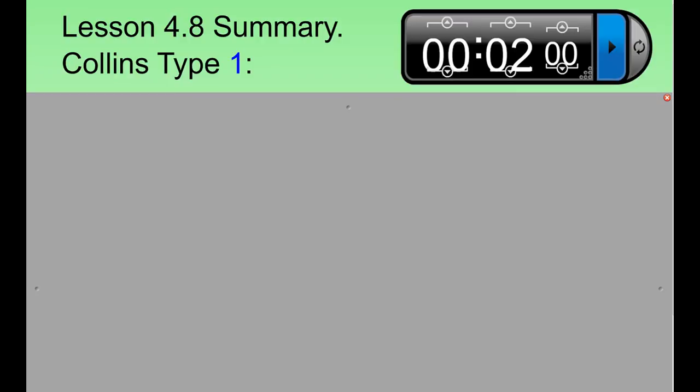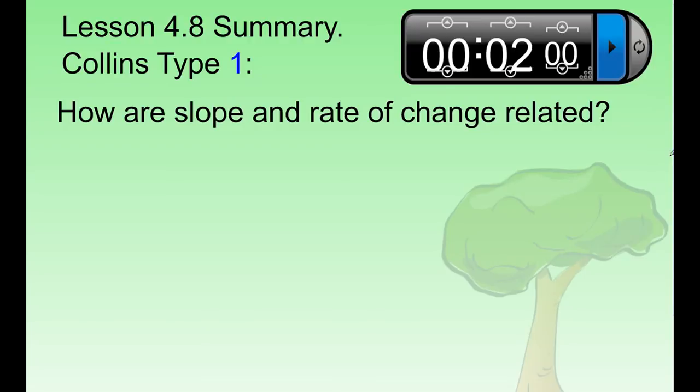All right, so for our summary here, we have a type 1, 2 minutes on the clock. It says, how are slope and rate of change related? So throughout this lesson, we've talked a lot about slope, a lot about rate of change. How are those two concepts related? How are they connected? Go ahead, pause the video, answer the question, and this has been lesson 4.8.